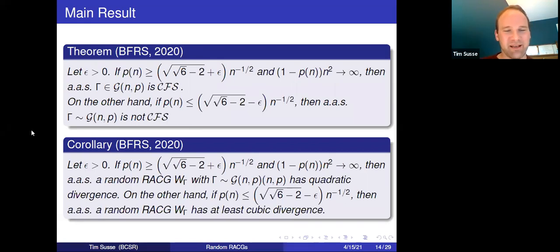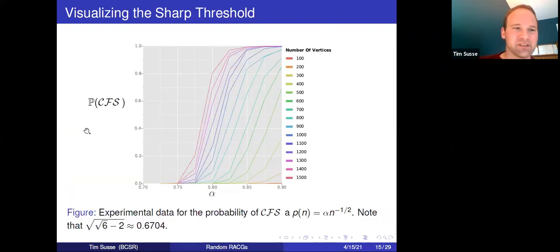An immediate corollary of that is that if you take a random right-angled Coxeter group with density at least this number, then that right-angled Coxeter group will asymptotically almost surely have exactly quadratic divergence. On the other hand, if your density is less than the square root of 6 minus 2 minus epsilon times n to the minus 1/2, then asymptotically almost surely it has at least cubic divergence. And so we get a sharp threshold for quadratic divergence in right-angled Coxeter groups. And actually an even stronger statement: below this threshold, you have at least cubic divergence.